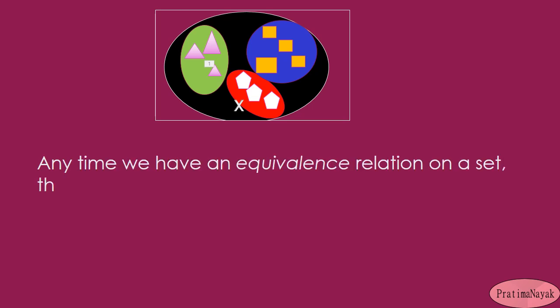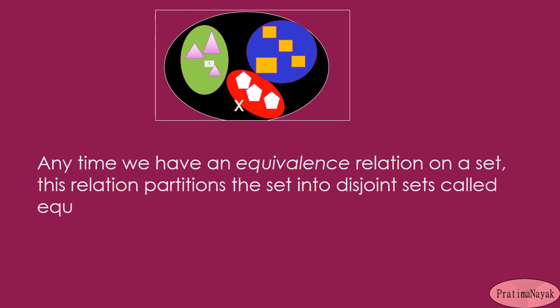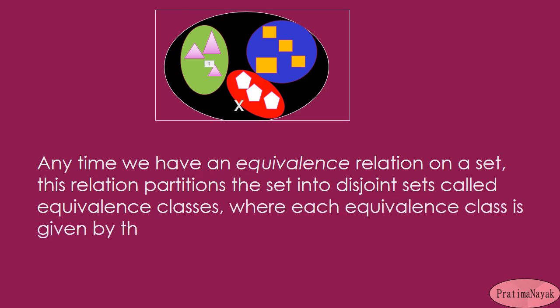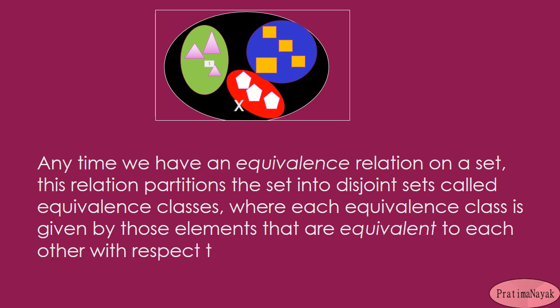So what are equivalence classes? Anytime we have an equivalence relation on a set, this relation partitions the set into disjoint sets called equivalence classes, where each equivalence class is given by those elements that are equivalent to each other with respect to the equivalence relation. So you must have seen that these sets are disjoint, they don't have anything in common, but inside each set they have the equivalence relation.